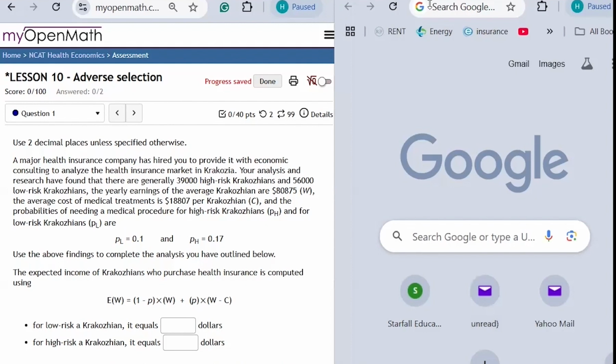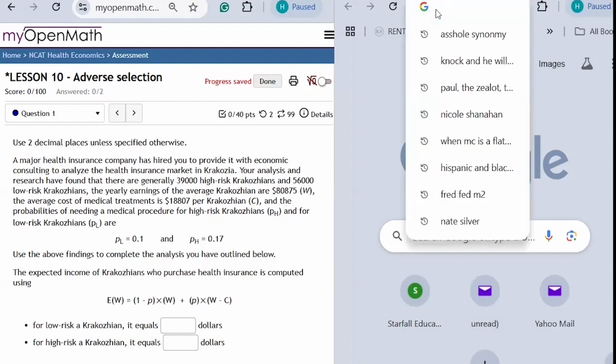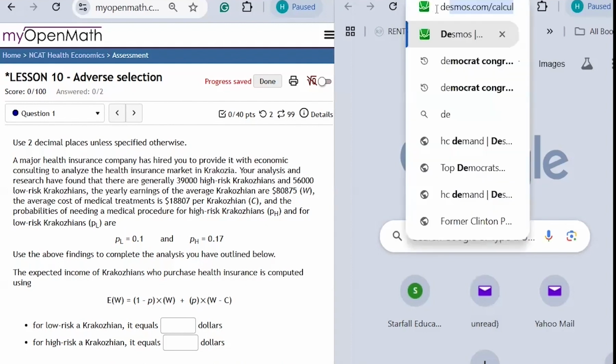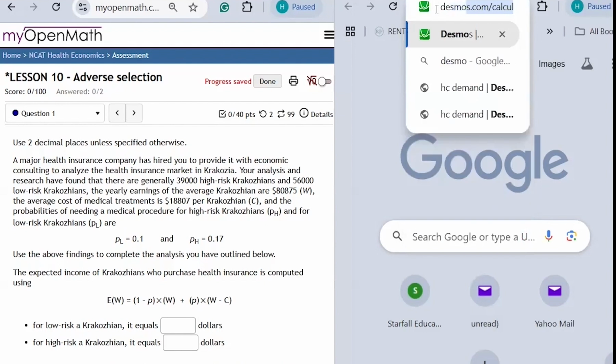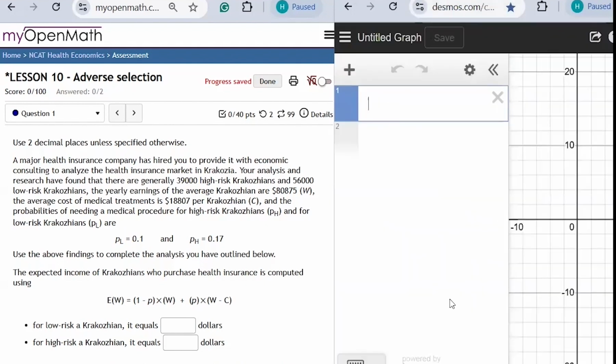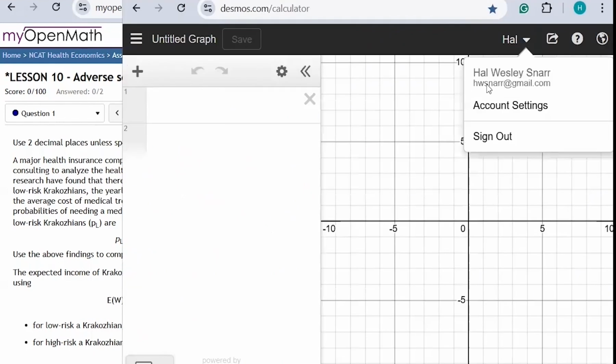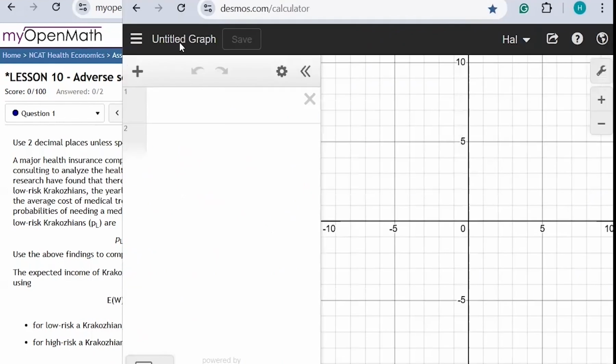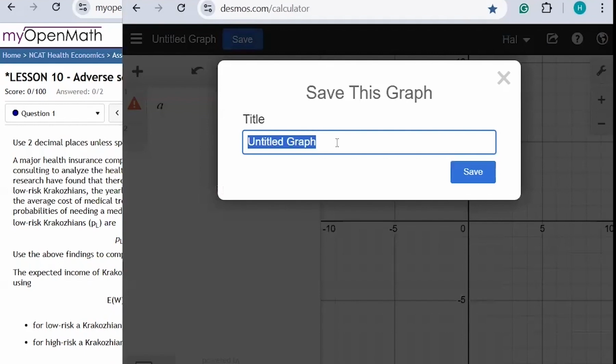So what I'm going to do is I'm going to open up Desmos. You can do this in Excel if you want. I like Desmos. You can use it as a graphing tool, or you can just use it as a calculator, or you can use it as a place to store your work. I'm logged in using my Gmail account, and then I can actually save this as Health Econ Lesson 10.